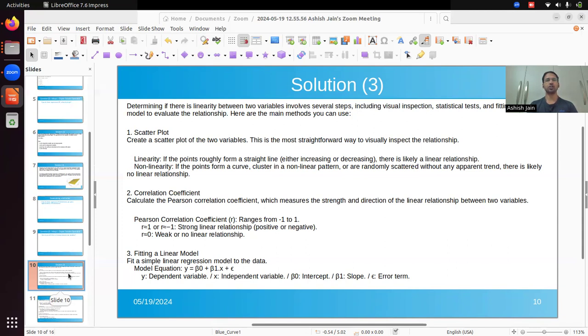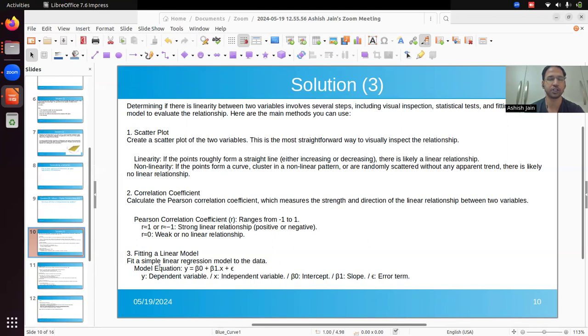Next is correlation coefficient. If you find the correlation coefficient and that correlation coefficient is close to 1 or -1, that means there is linear relationship between those two variables. If it is close to 0, then it shows weak or no linear relationship. Now you can actually fit a linear model to understand the relationship between those two variables, and it will give you an equation of line for representing y with respect to x. Y is one of those variables and x is the other variable.